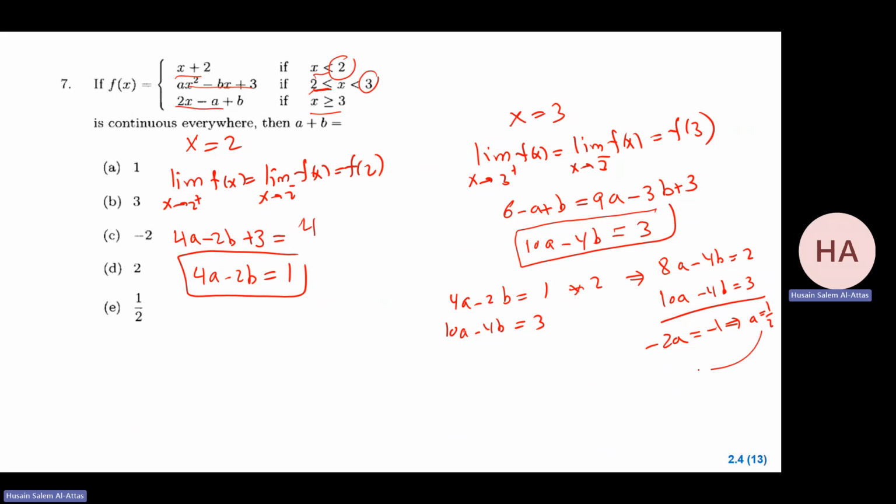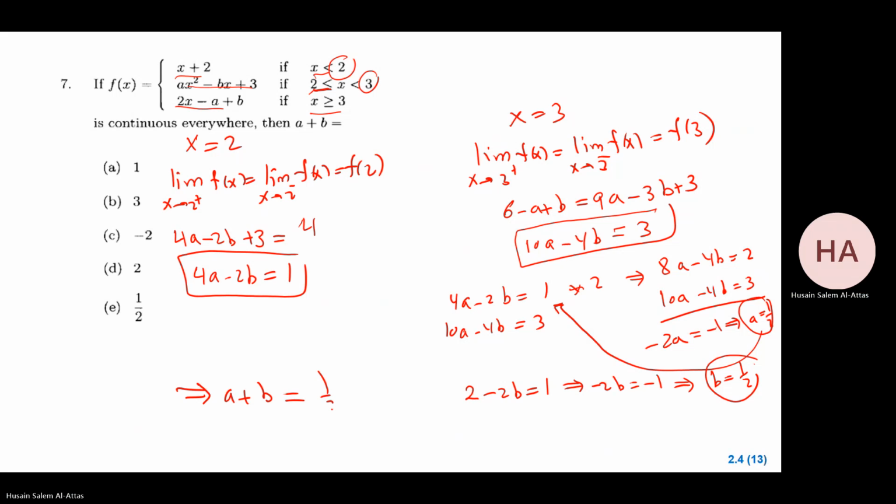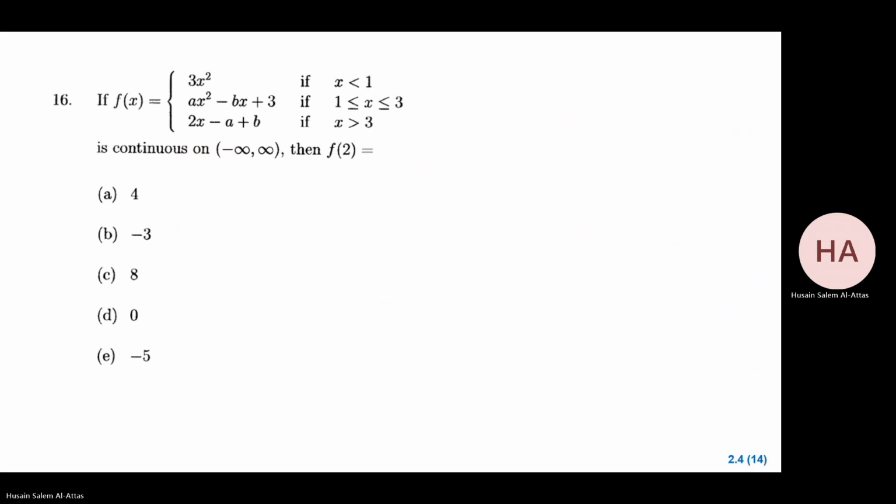Plug it in one of the equations, like in this one. So we have 2 minus 2b equal 1. So we have minus 2b equal minus 1. So b equal half. A equal half, b equal half. What does he want? He wants a plus b, which is half plus half, which is 1. So the answer is 1. Yeah. As I said, it's the same thing.